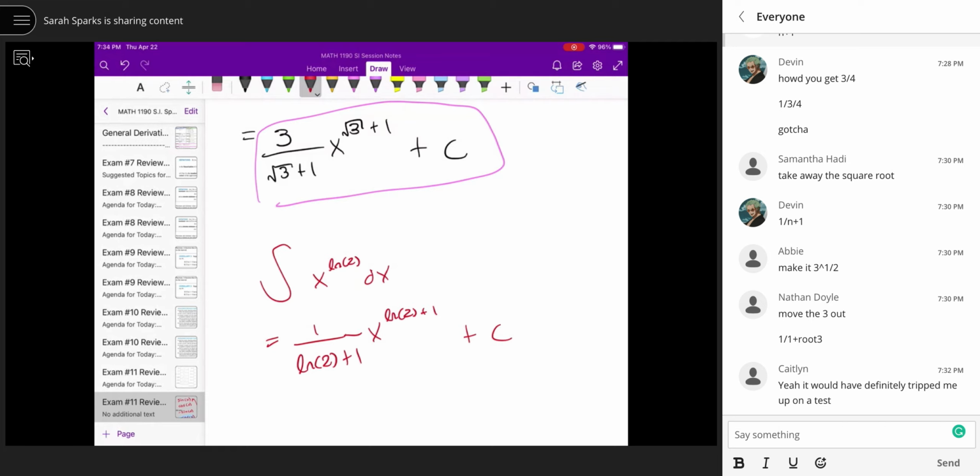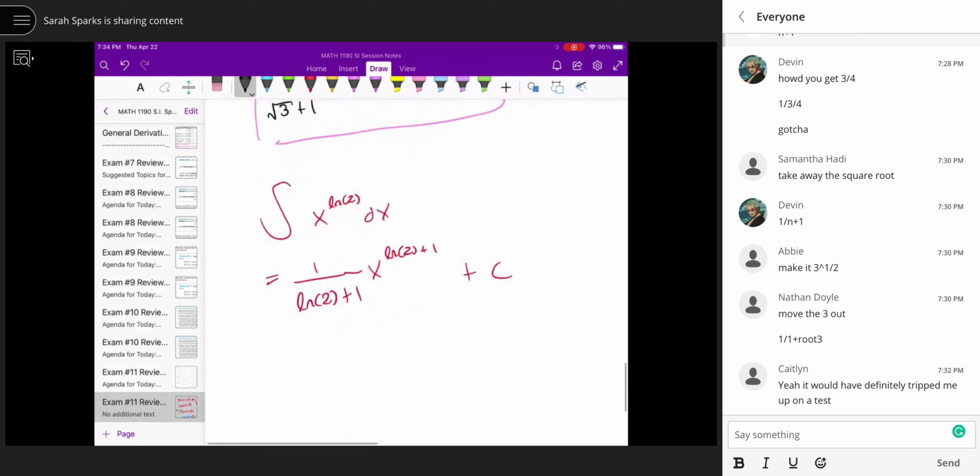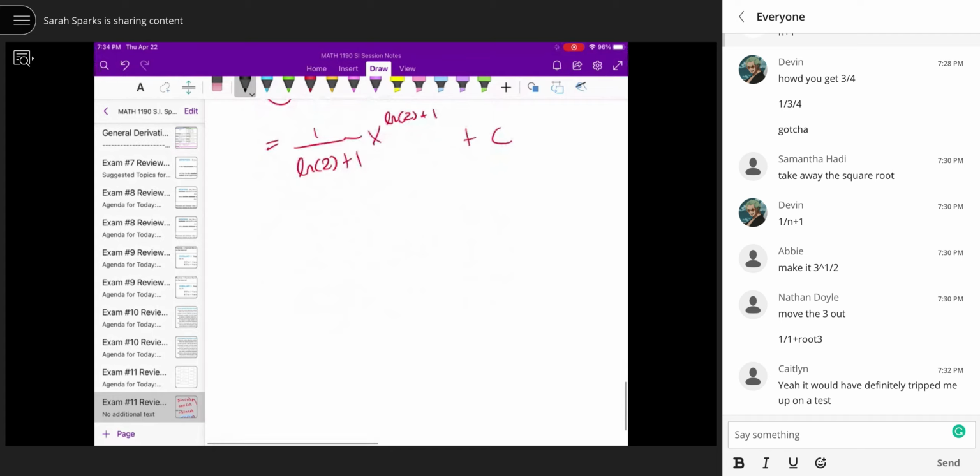This next one, though, is actually tricky. And it probably won't be on the test, but just in case he puts something like this on the test, I did want to bring it up. It's number 65. It's the integral of 1 plus tangent squared theta d theta.